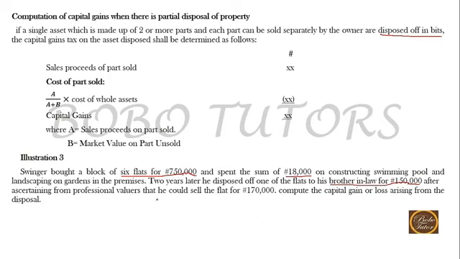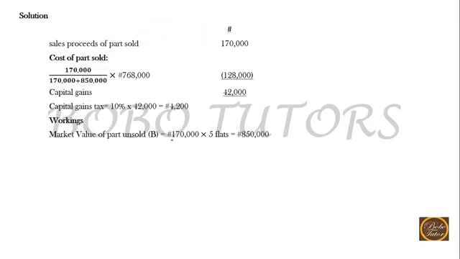After ascertaining from the professional valuer that he could sell the flat for 170,000, you can see, remember the connected person rule. So we are using 170,000 as the sales proceeds. Compute the capital gains or loss arising from the disposal of the asset. So let's go. Since you know that this is a connected person, we are using the market value as 170,000.